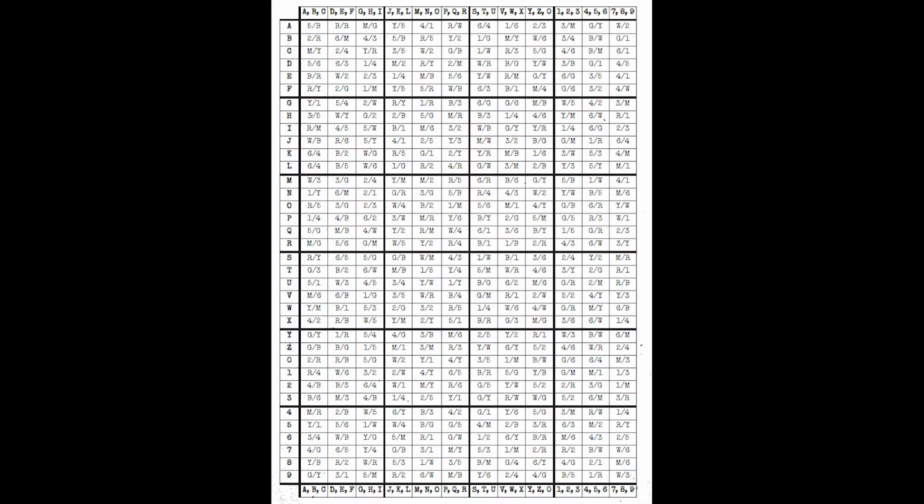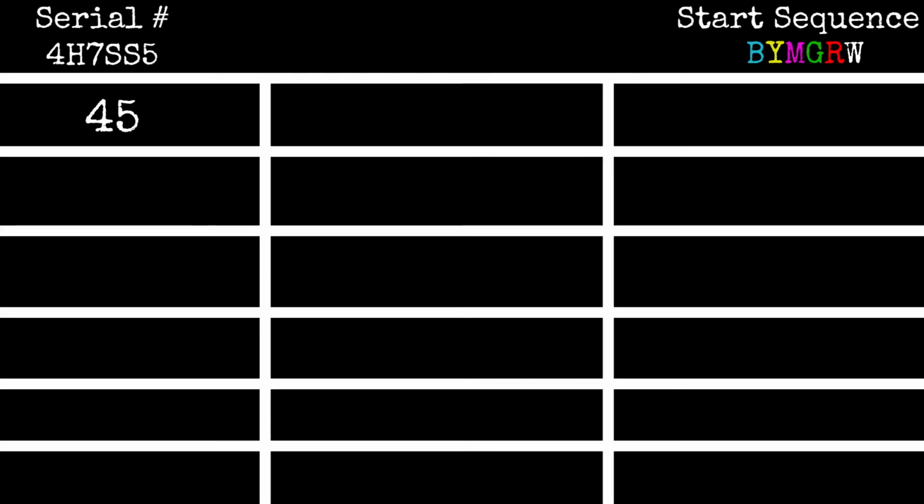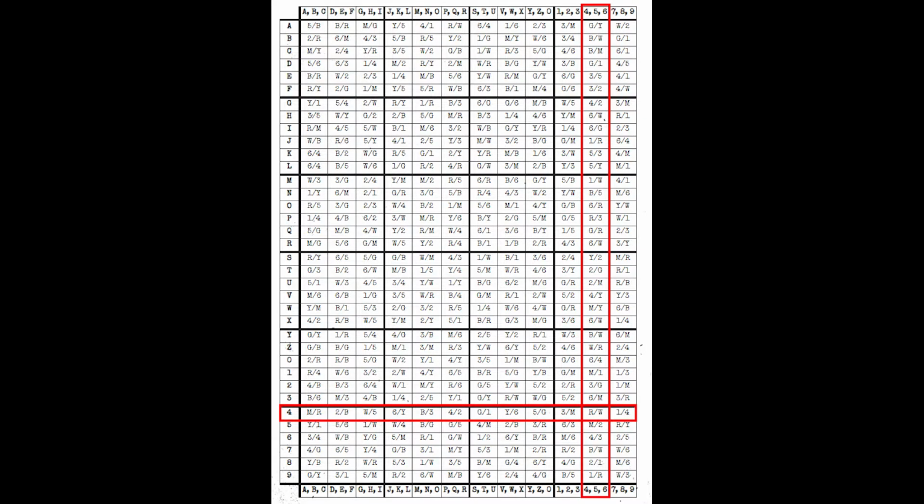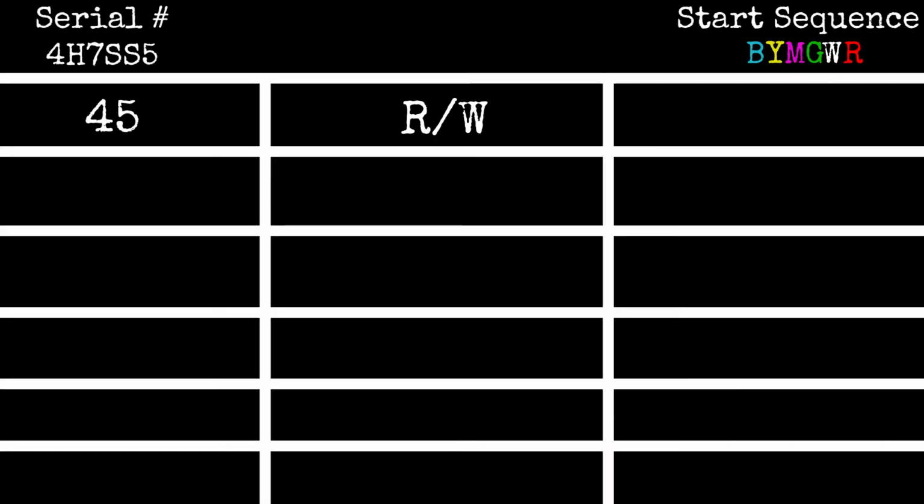The manual tells us to use this grid to change the cycle based on our serial number. It's better to show than explain. Our first character is 4 and our last is 5. When we look down this row for the first character and the column for the second, we get R/W. This means to switch the position of the red and white lights. Now our cycle is blue, yellow, magenta, green, red, white.